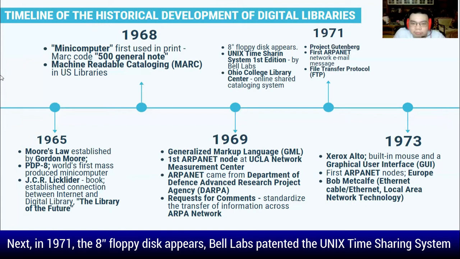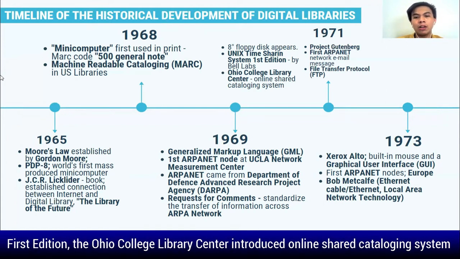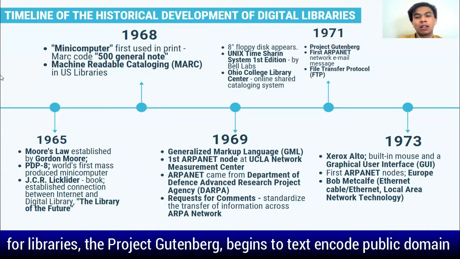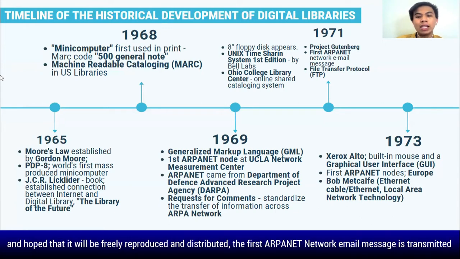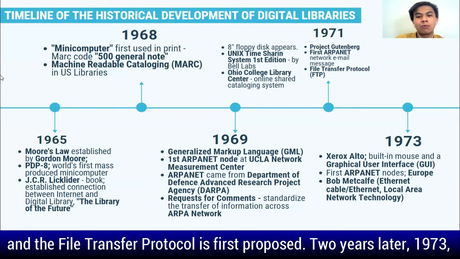Next, in 1971, the 8-inch floppy disk appears. Bell Labs patented the Unix time-sharing system first edition. The Ohio College Library Center introduced an online shared cataloging system for libraries. Project Gutenberg begins to text and code public domain works in the hope that they will be freely reproduced and distributed. The first ARPANET network email message is transmitted and the file transfer protocol is first proposed.